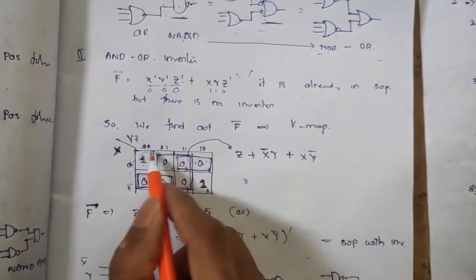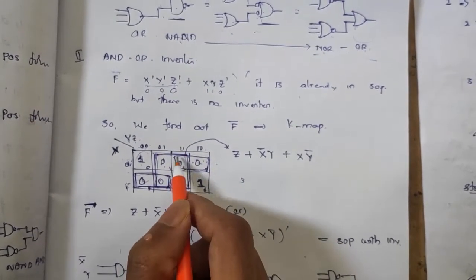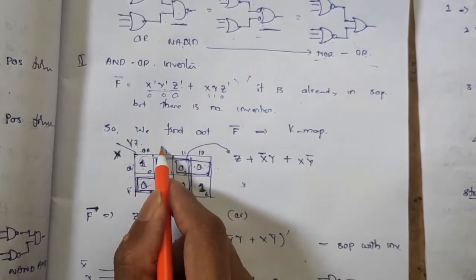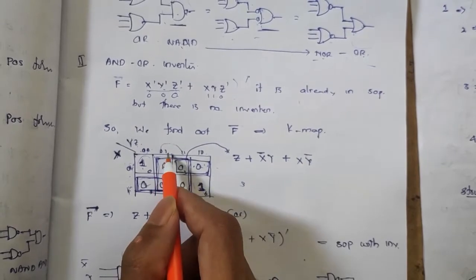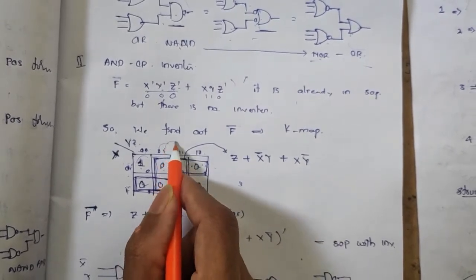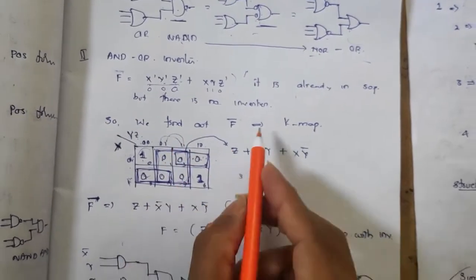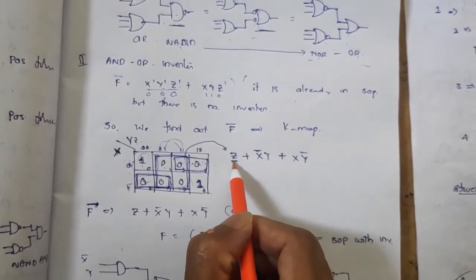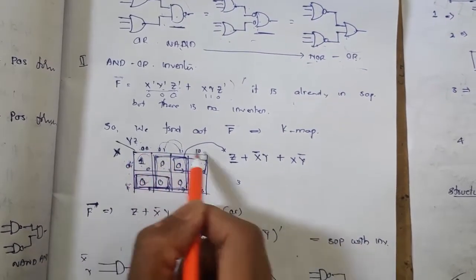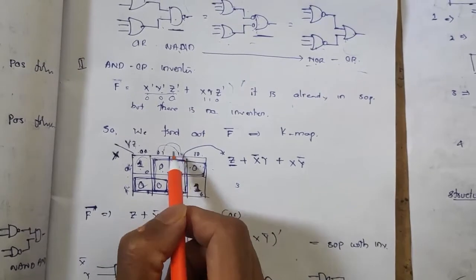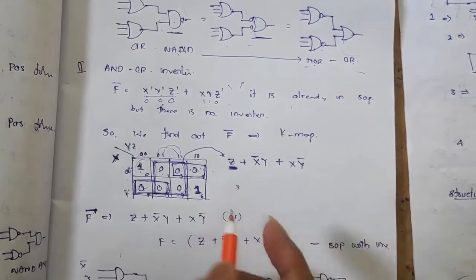So come to row. So row has 2 terms, 0, 1, 1, 1. So this y has 0 and 1, so it will cancel. But z has the constant 1, 1. So z will survive. So the big box will give z only, because by column x is cancelled, by row y is cancelled. Only z survived. So z comes in the output.